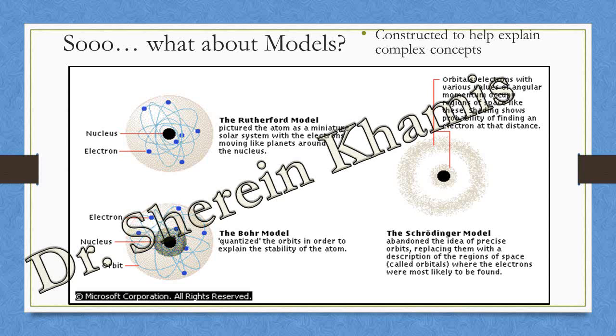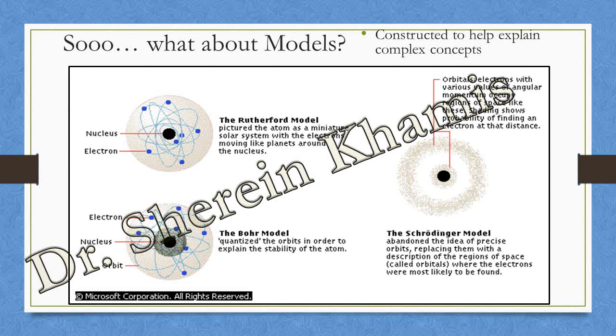Another one here, what do we have? We have the Schrödinger model. The Schrödinger model means that we have a bounded idea of precise orbits. This means that, before Bohr, or replacing them, we have a description of regions called orbitals. Electrons were mostly found inside orbitals, but we can't say that he discovered the energy levels. He discovered the orbitals, where there is the most probability of finding an electron.